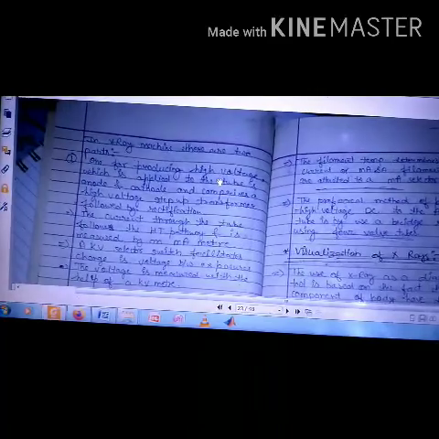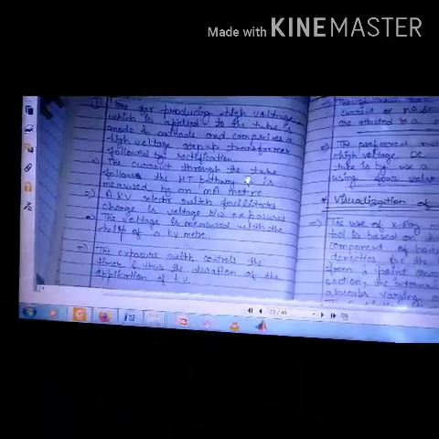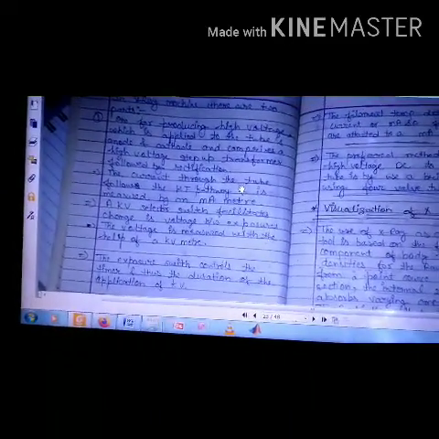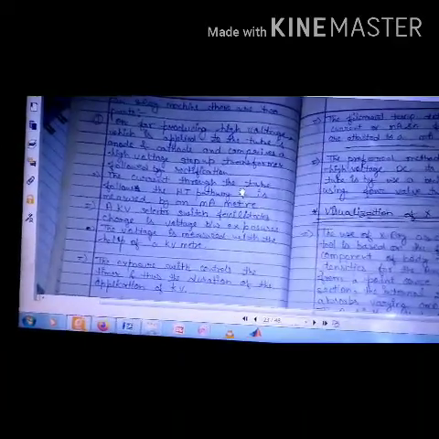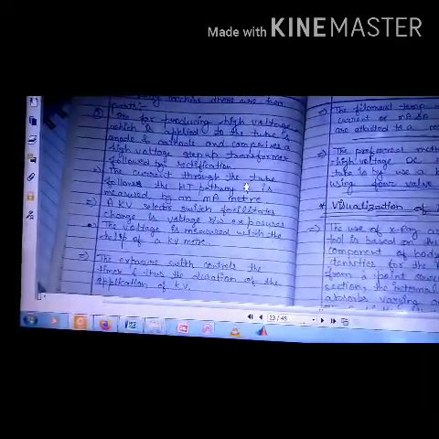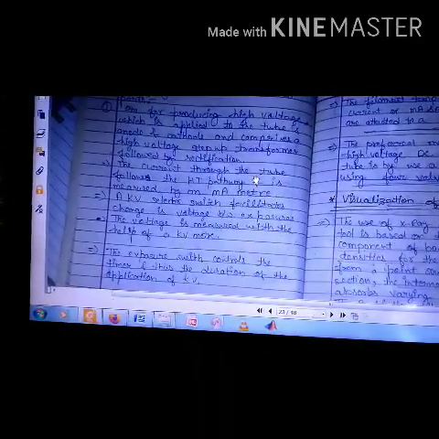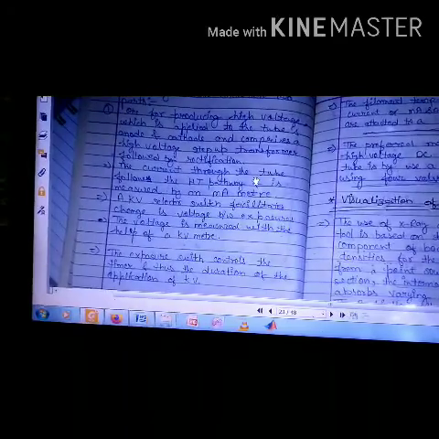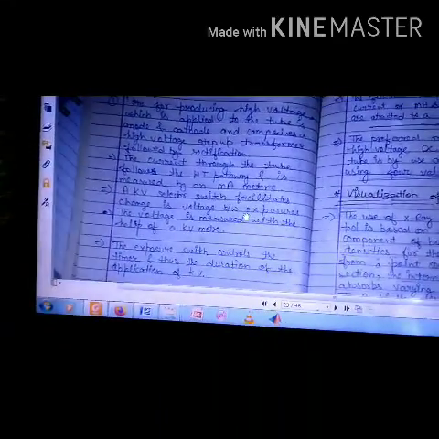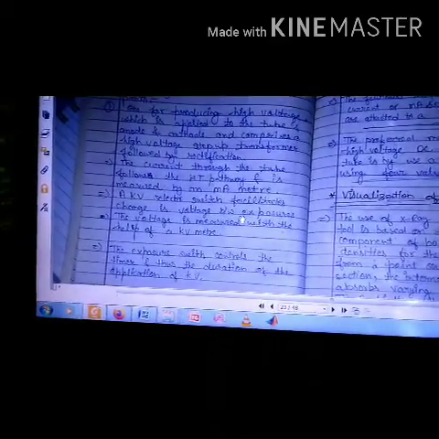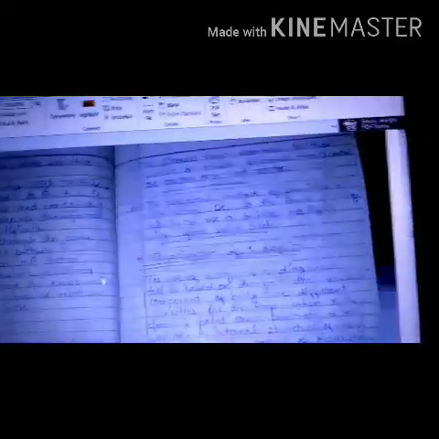Then our kV selector switch facilitates changes in the voltage between exposures. Okay, so there is a kV switch which will tell how much voltage we need for the particular exposure. The voltage is measured with the help of a kilovolt meter. The exposure switch controls the timer and thus the duration of the application of kilovolt. The exposure switch is responsible for controlling the timer and also the duration for which the kilovoltage is generated.